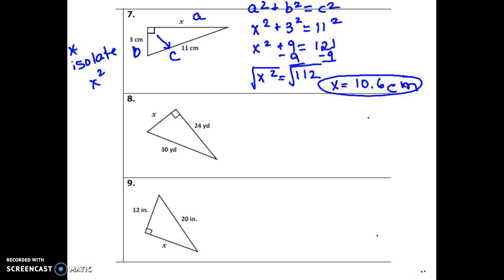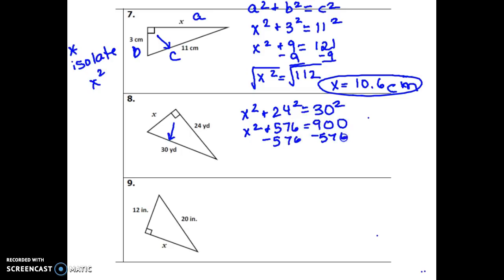Okay, so number 8. Again, across, we know our hypotenuse here is 30, so we're going to take our x squared plus our 24 squared, and that's going to be equal to 30 squared. X squared plus 576 is equal to 900. And then we'll subtract our 576 from both sides. Our x squared is going to be equal to 324.